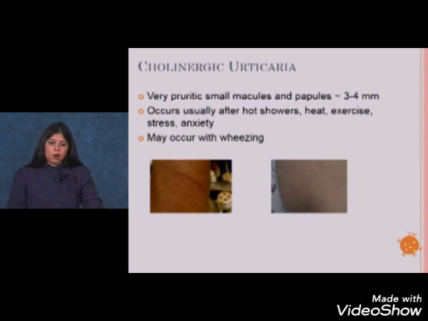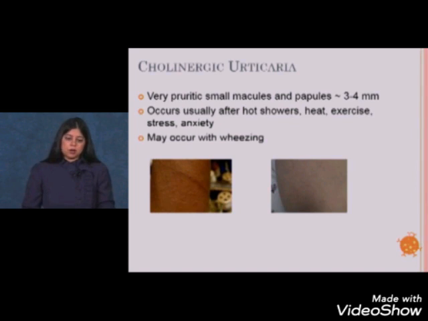I want to talk about cholinergic urticaria more specifically because this is something that we find a lot in children, especially children who play sports or are very active. The hives in cholinergic urticaria are not your typical welts. They're very small, about 3 to 4 millimeter papules, macules, very intensely pruritic, and seem to occur after hot showers, heat, exercise, stress, and anxiety, and may also occur with wheezing.